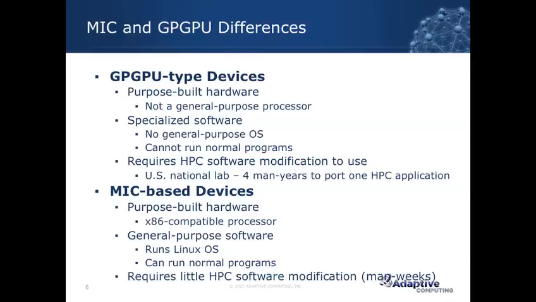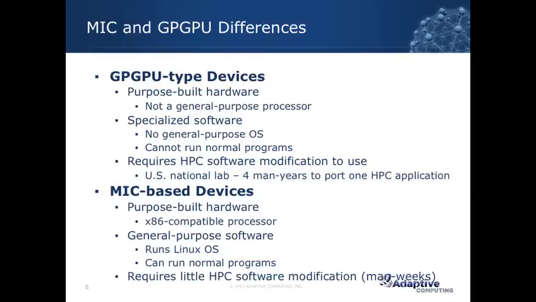The differences are that the GPU, from our perspective, has these attributes. First of all, it's purpose-built, so it's not a general purpose processor. It has very specific applicability, and they're specialized. You don't run them on a general purpose OS. You have the CUDA libraries, and you can't run your normal programs. It requires some significant HPC software modification for your applications. One of our customers, one of the national labs, said it's going to take them 4 man-years to port one of their applications.